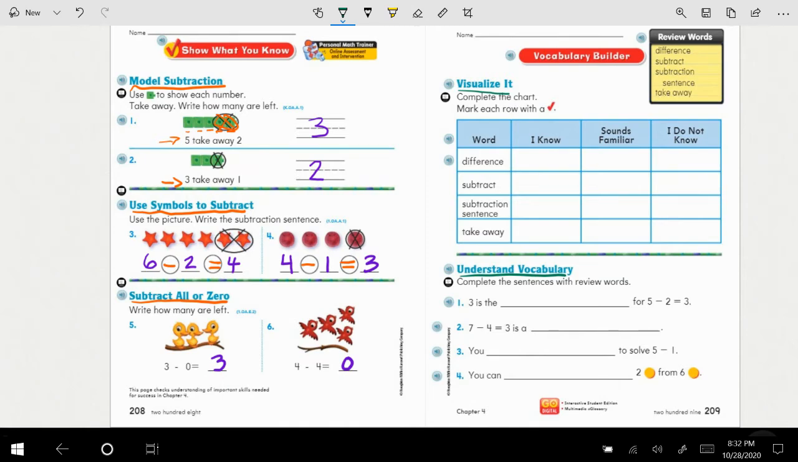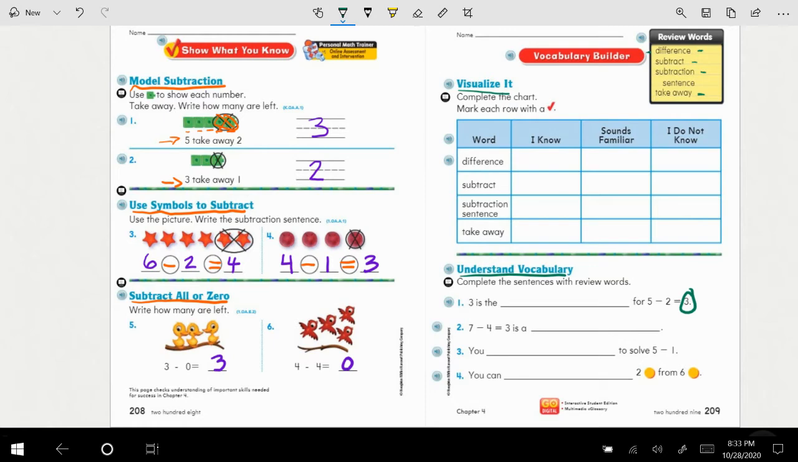Okay, so look at number 1. 3 is the blank for 5 minus 2 equals 3. So it's saying what is the name for the number 3 in this subtraction sentence? 3 is the blank. Is 3 the difference? We're going to look up here in the yellow box. We have, is 3 the difference? Is 3 the subtract? Is 3 the subtraction sentence? Or is 3 the takeaway? Which of those do you think makes the most sense in the sentence?